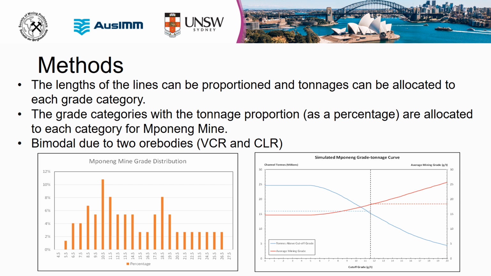Once the profile has been obtained, tonnages can be allocated into each grade category. This is the allocation for Mponeng and the resultant grade tonnage curve. It can be observed that the distribution is bimodal because there are 2 ore bodies that have been declared as this mine's resource, these being the Ventersdorp contact reef and the Carbon Leader reef.